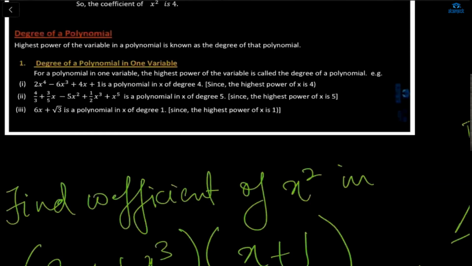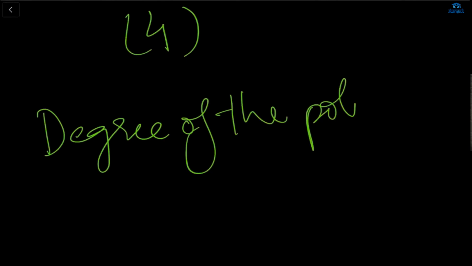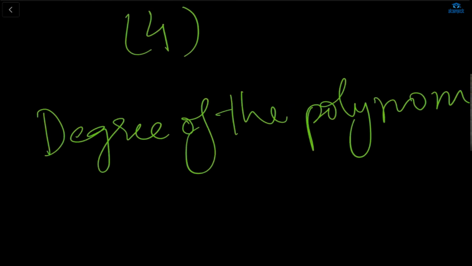Degree of a polynomial, okay? Now, what is a degree of a polynomial? Degree means the highest power of the variable in a polynomial is called the degree of the polynomial, okay? Highest power means if in a polynomial, an expression is there with a power of 4, then the degree of the polynomial will be 4, the highest one, okay? Let's see, degree of the polynomial. Any confusion? Anywhere? Ask. Okay?